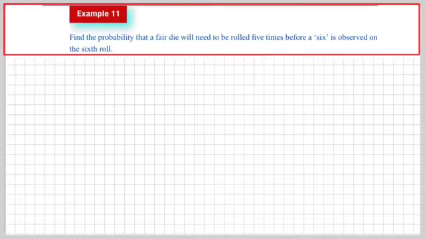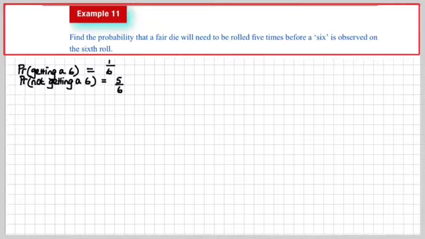Now, what's this? Find the probability that a fair die will need to be rolled 5 times before a 6 is observed on the 6th roll. Okay, well that's a Bernoulli, isn't it? Definitely a Bernoulli. So let's say the probability of getting a 6 is 1/6, and the probability of getting everything else is 5/6, okay? So we're saying we want a run length of 5 of these before that's a success, before we get that, which is our failure, our first failure, okay?